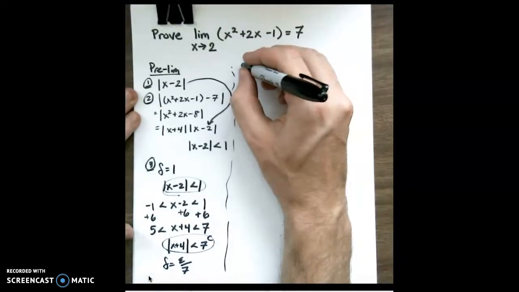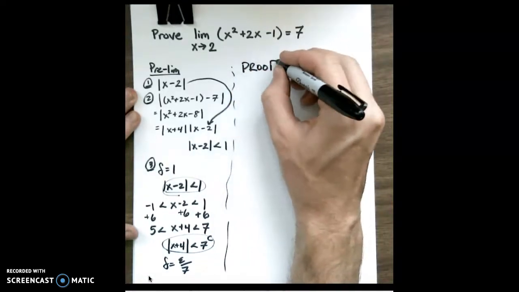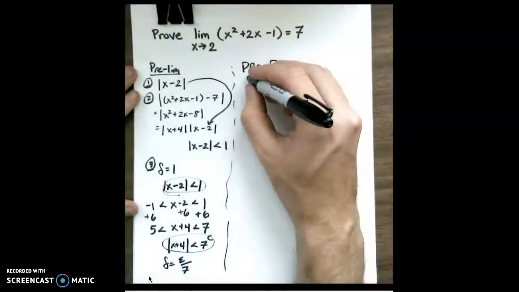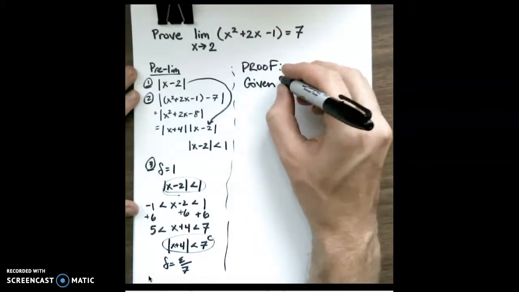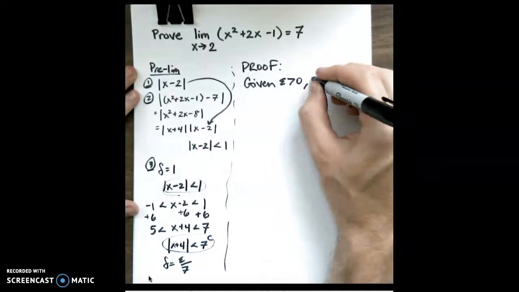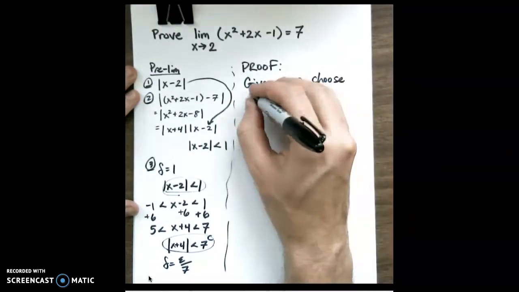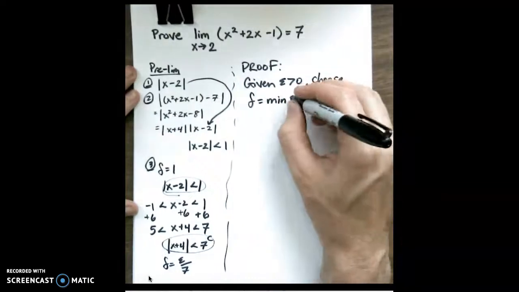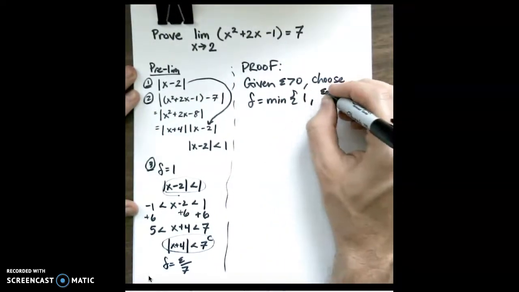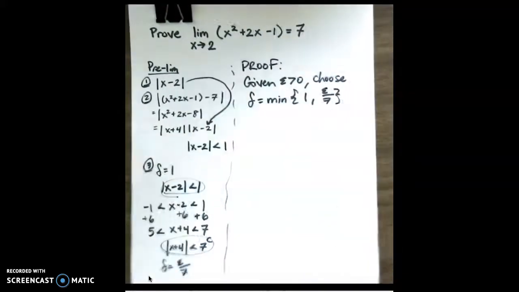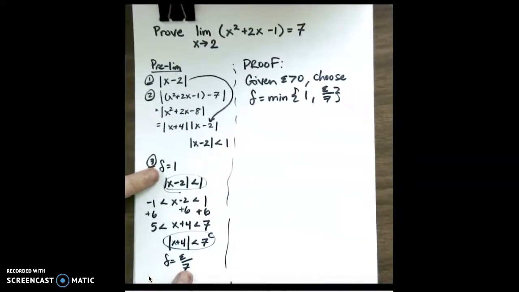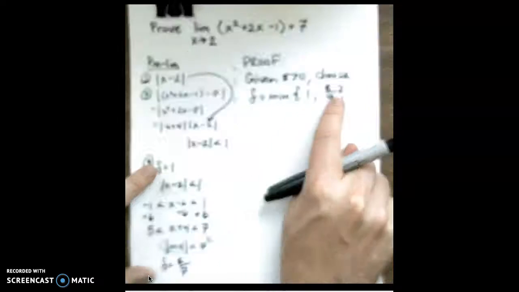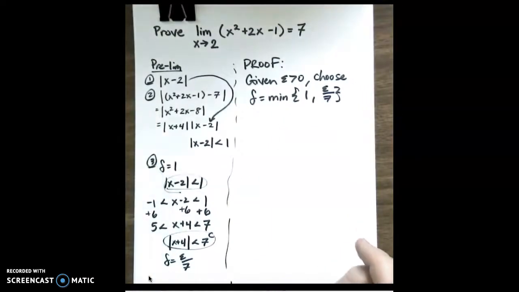Now I'm going to actually do the proof, and this is the part that you would turn in. So we're going to start with given that epsilon is greater than 0, choose delta to equal the minimum value between 1 and epsilon over 7. So since we have 2 choices of delta, and remember when we have 2 different deltas, you always want delta to be the smallest of the 2. But we don't know what epsilon is, so we will never know which one is actually smaller. But whatever it is, we want to choose the smaller one. So that's how we start.